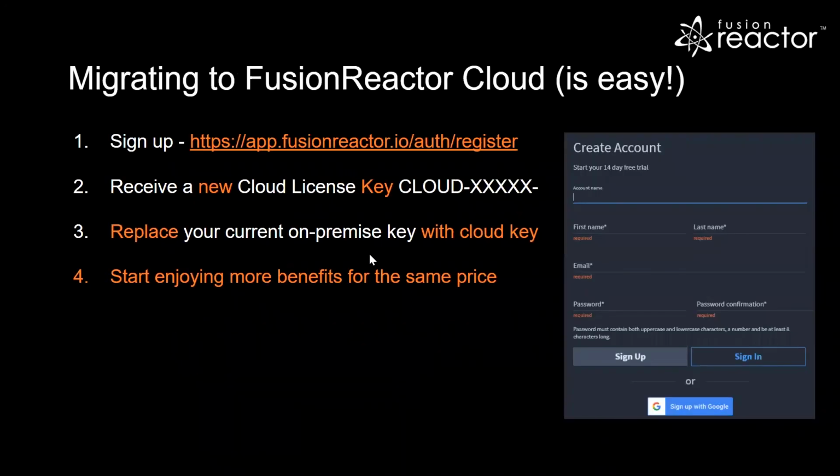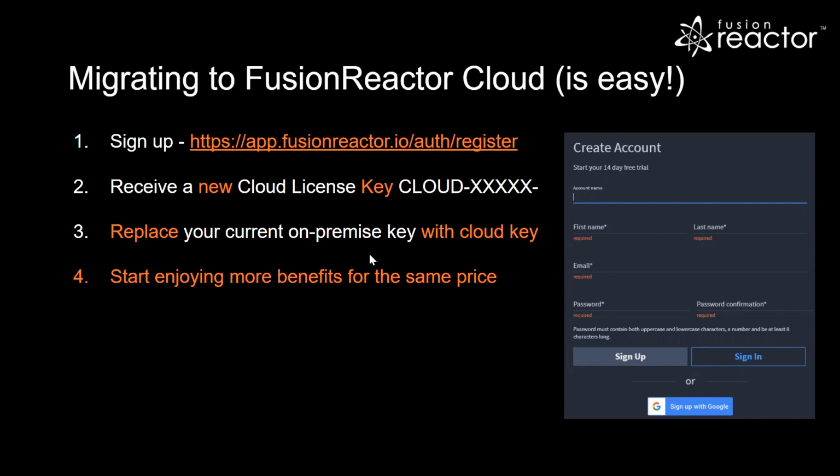So last slide here, how would you migrate? Migrating to FusionReactor Cloud is really easy. Basically, you just sign up. So that's the link there. When you sign up, you would create an account. So you give it an account name, you put your name in, your email, select a password, or you can also sign up with Google. So we support Google single sign-on, and that's it. You've got your cloud account then.